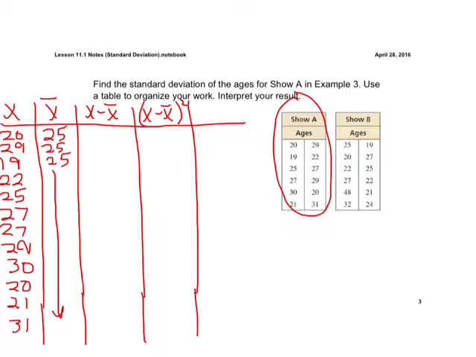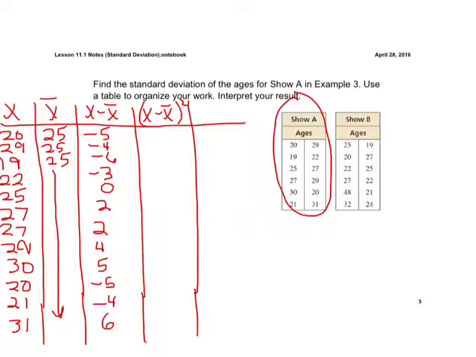Now our next column is data value minus our average, minus 25. So 20 minus 25 is negative 5. 29 minus 25, 4. 19 minus 25, negative 6. And we're just going to keep going down the line. 22 minus 25 is negative 3. 25 minus 25 is 0. 27 minus 25 is 2. Then we have another 27, so another 2. 29 gives a 4, then a 5. 20 minus 25, we're back in the negatives here. Negative 5, negative 4, and 6.